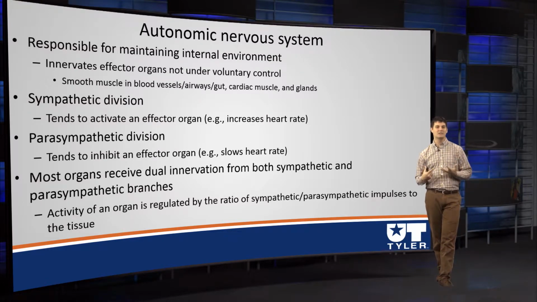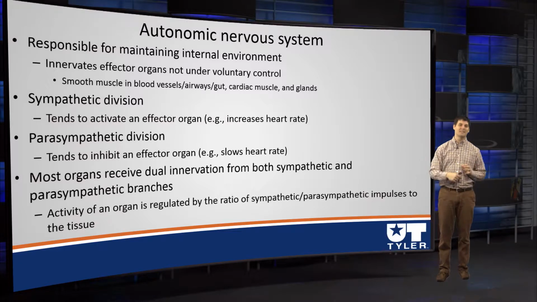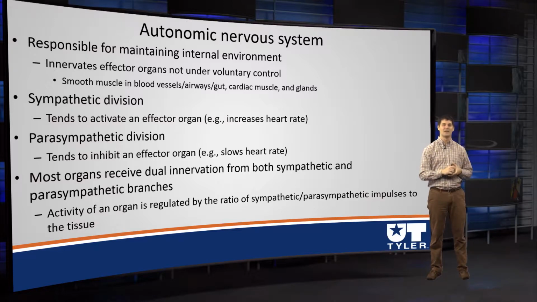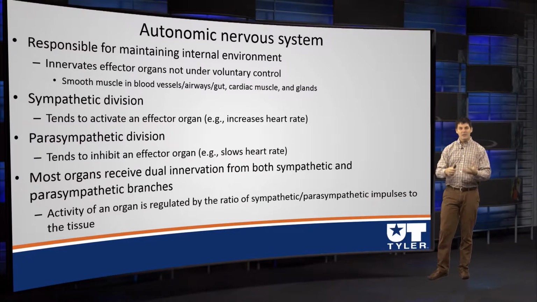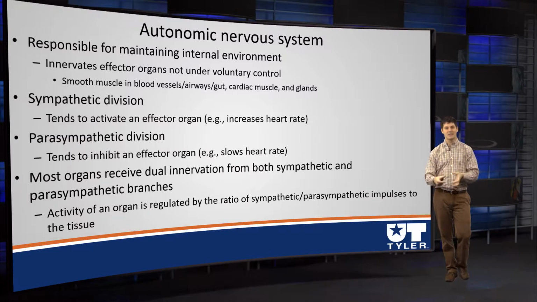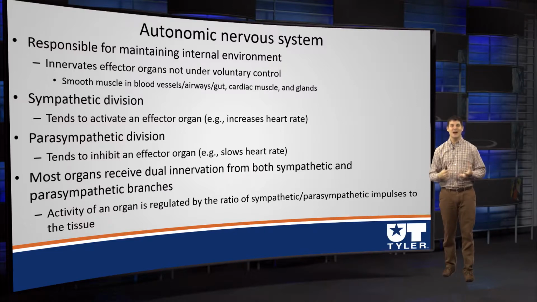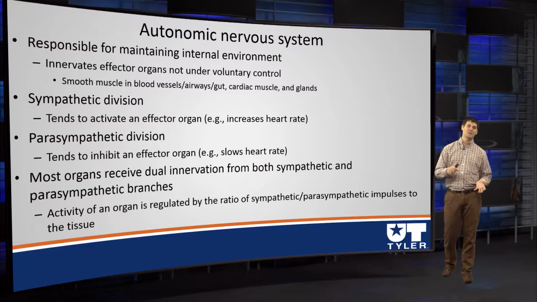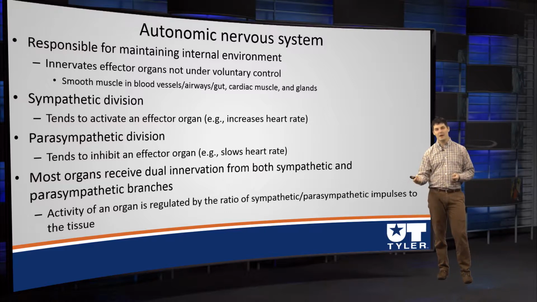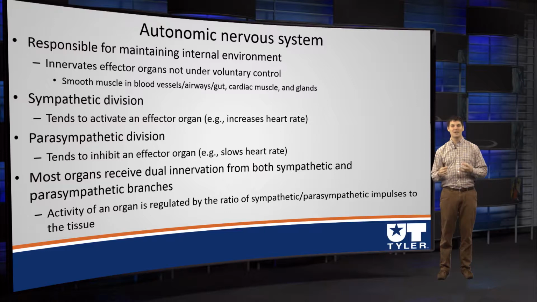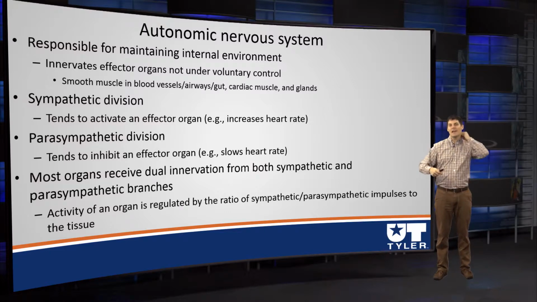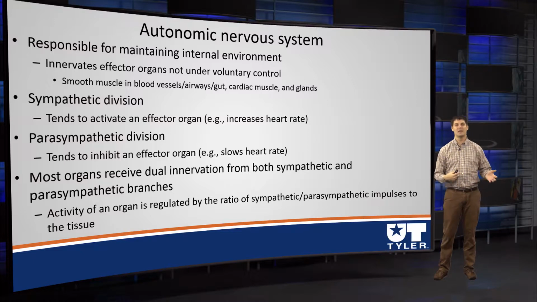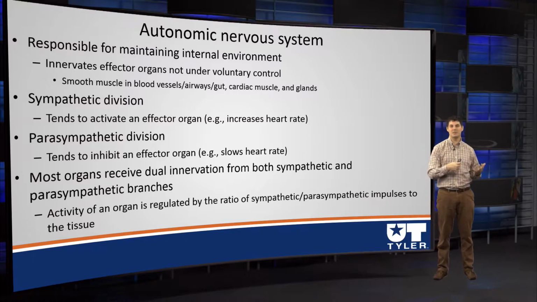So the autonomic nervous system is responsible for maintaining the internal environment within our body. Really important in maintaining homeostasis. What these do is they innervate effector organs that are not under voluntary control. Again, that's why I call it not just the autonomic, but the automatic nervous system. So it's going to control all the things that we don't actually have to think about in order to maintain homeostasis. So it regulates our blood pressure and blood vessels.